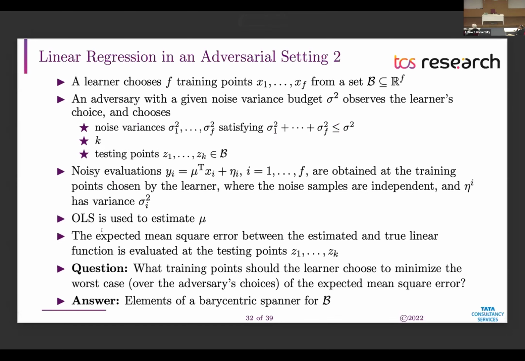We tweak the game slightly. The learner still chooses the training points, the adversary observes this, but now the adversary has a noise variance budget. He gets to choose the testing points, the number of testing points, but he has a noise variance budget, which he distributes over these points. He gets to decide how much noise. So now you generate data, except that at the ith training point, you generate data according to sigma i square. And the rest goes the same. In this case, what training points should the learner choose to minimize the worst case error over the adversary's choices? The answer turns out to be the barycentric spanner.